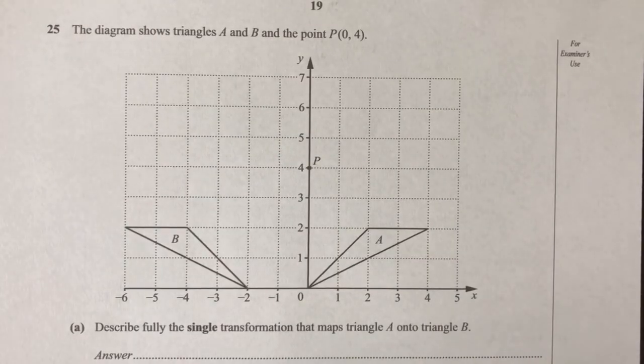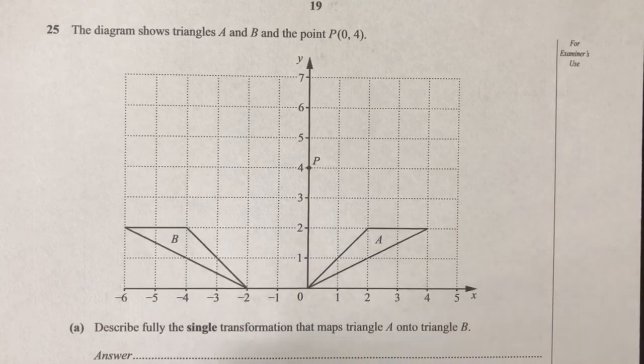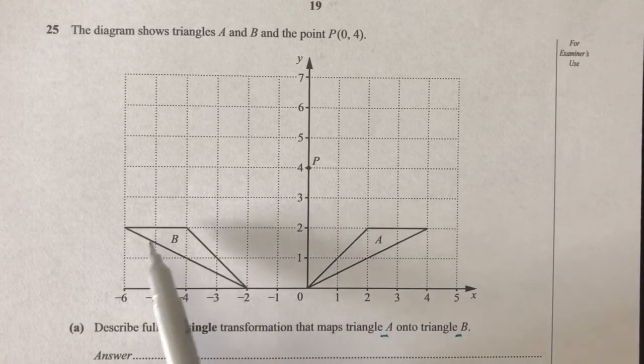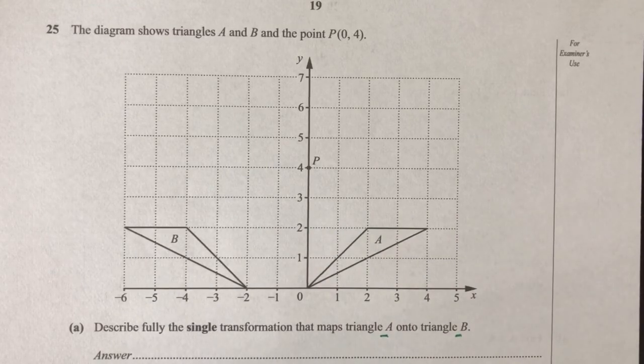Question number 25. The diagram shows triangles A and B and the point P. Describe fully the single transformation that maps A onto B. So we have a look at A and B. You see that the size did not change, so it cannot be an enlargement. And the direction changed, so it cannot be a translation. So there can only be one option here. It can only be a reflection, right?